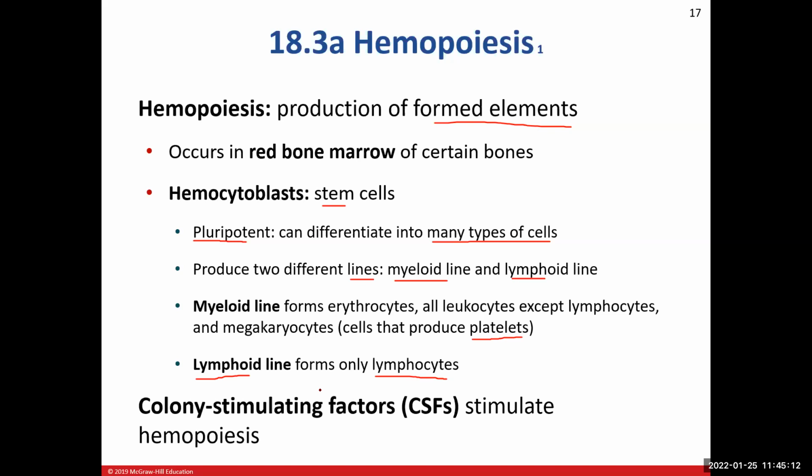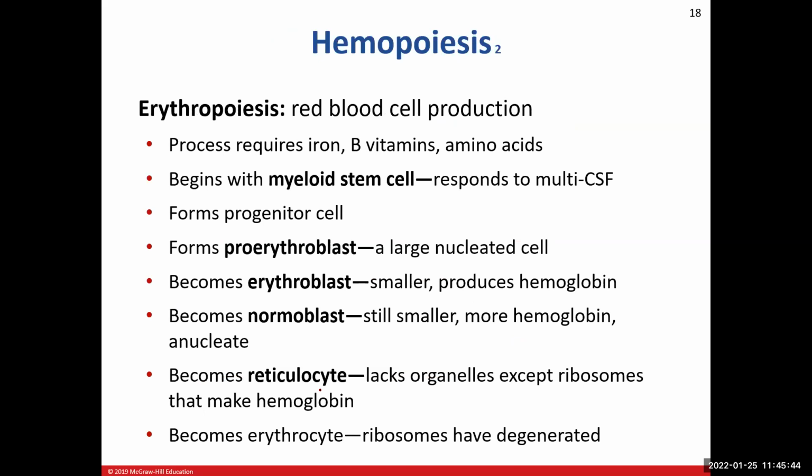So you have these chemicals called CSFs, which stands for colony stimulating factors. And these chemicals are going to influence and also kind of guide hemopoiesis in a specific direction. So we're not just making random cell lines. These colony stimulating factors are going to guide the whole process to a specific type of cell line here.